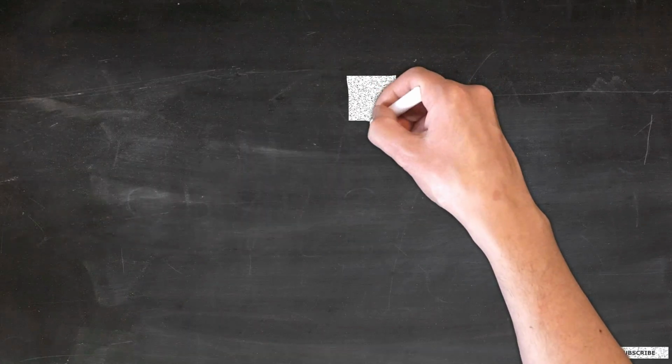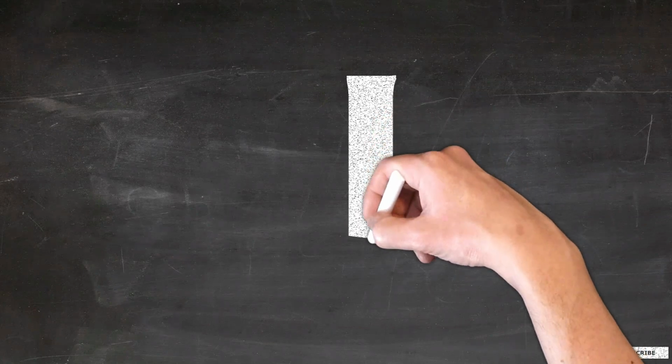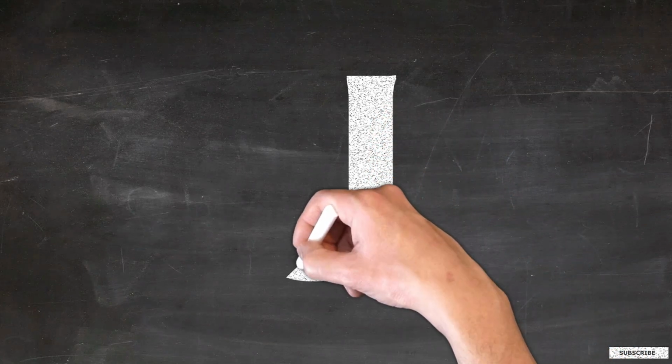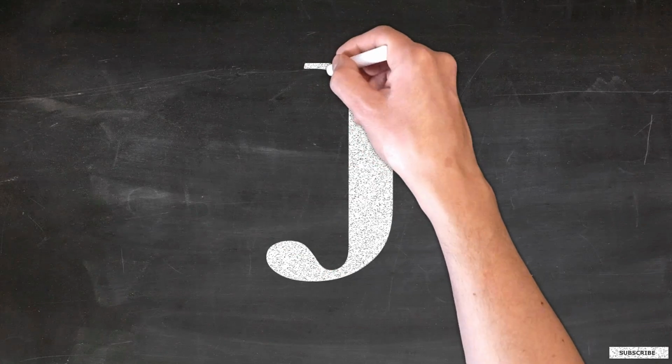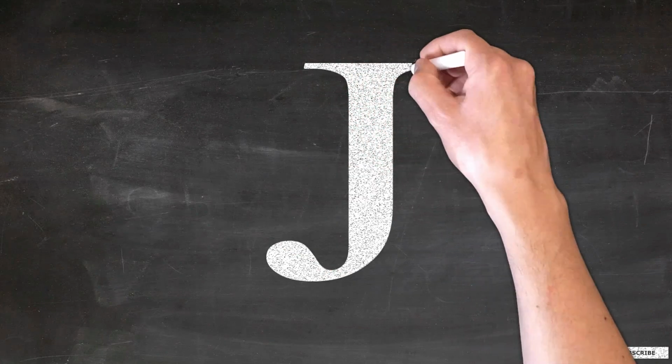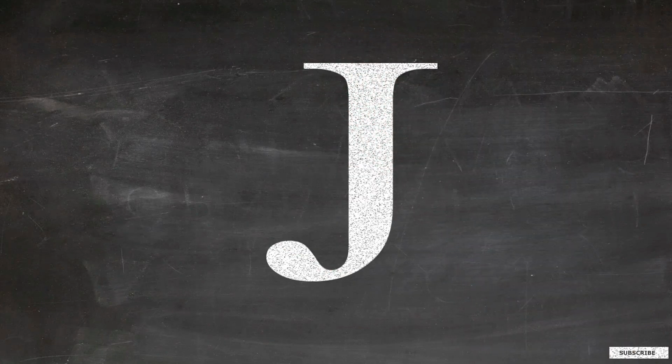Start from the top, draw a standing line down with a small curve to the left. Go back to the top, draw a slipping line across. This is capital J.